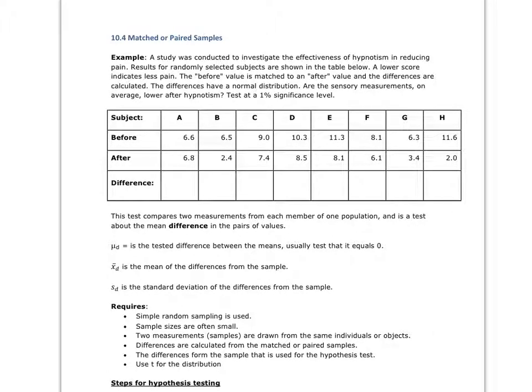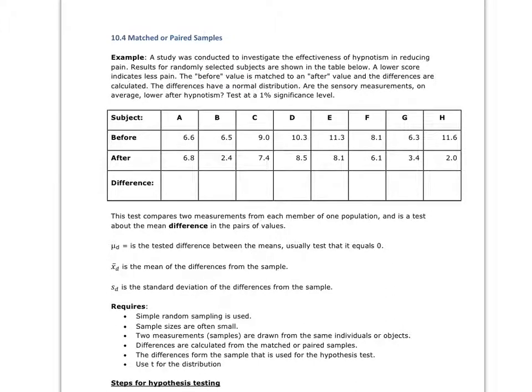Okay, so now 10.4, we're looking at kind of a different scenario for our testing. Let's look at this example. A study is conducted to investigate the effectiveness of hypnotism in reducing pain. The results for randomly selected subjects are shown in the table below. A lower score indicates less pain.